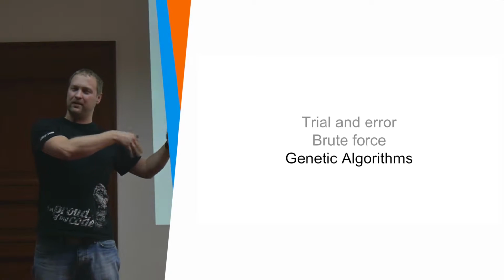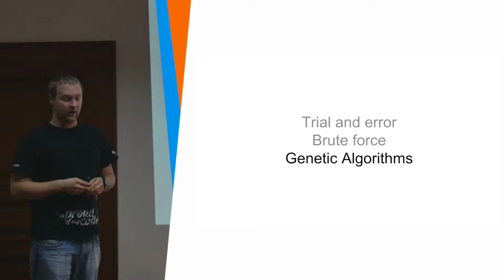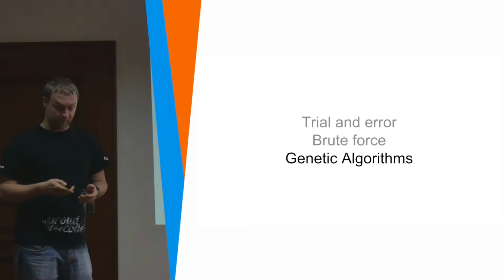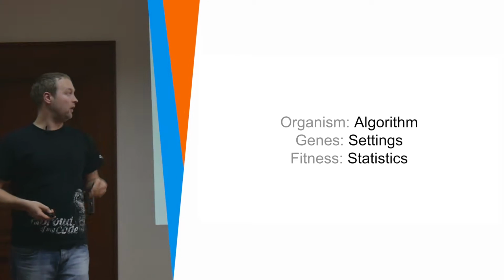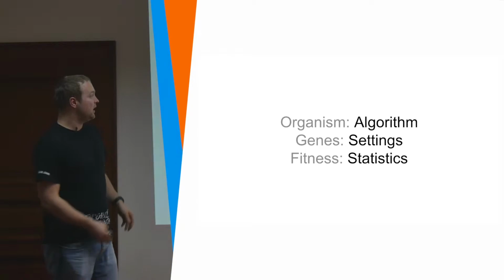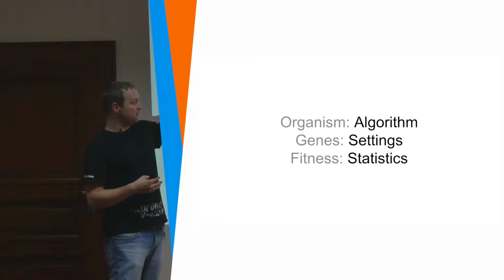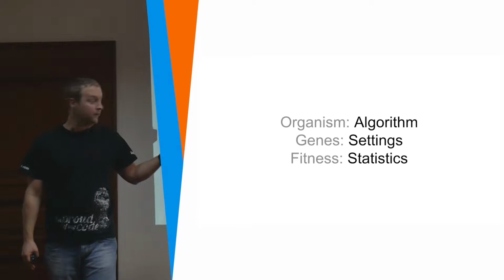Maybe it's not the best one, but it's the most optimal one that we are able to sort out in a limited amount of time. And it's defined by three major things. One is organisms. It's something that evolves, and we need to get it better and better. And this organism is defined by a set of genes. And in our case, those are those settings that we are looking for.